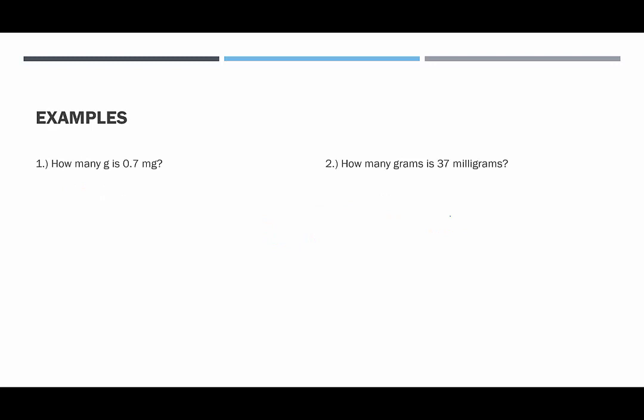Let's look at some examples. How many grams is 0.7 milligrams? We would be taking 0.7 and dividing it by 1,000, which is equivalent to doing what? Moving the decimal point 3 places to the left. 1, 2, 3. So we have 2 zeros to add, and we want to include our leading zero. We end up with 0.0007 grams. So really teeny tiny amount of grams.